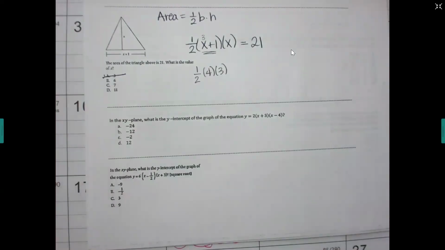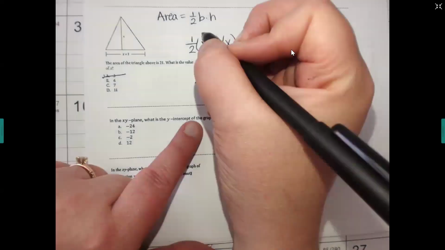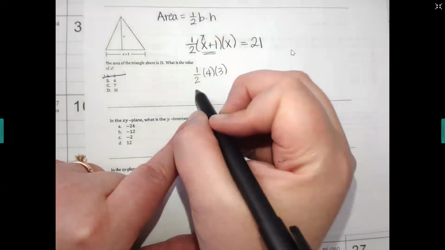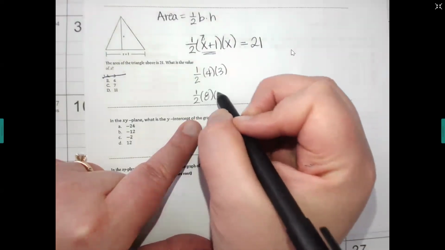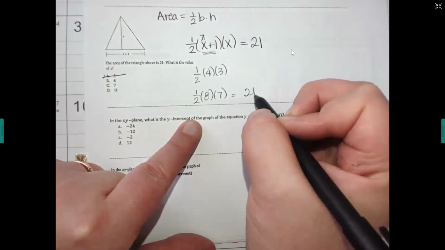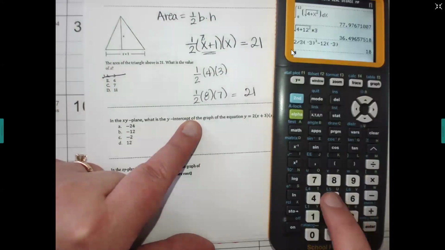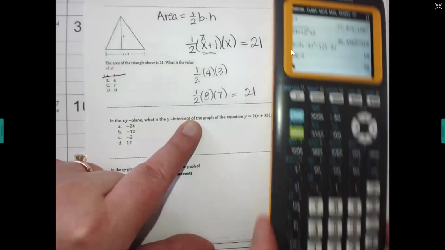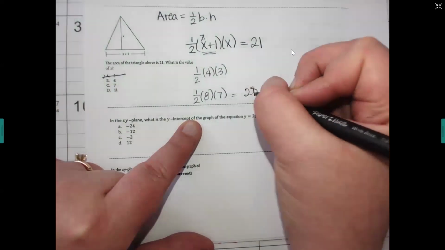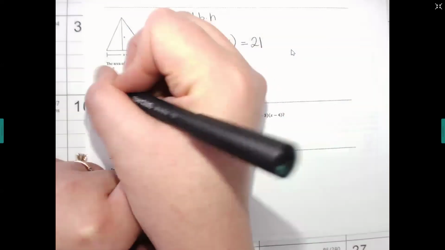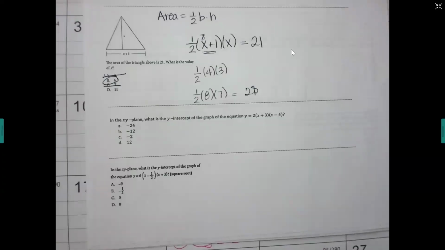So let's try 7. Let's skip 6. We can always come back to it. That was way off, so I'm going to go up to 7. If I put a 7 here, what's 7 plus 1? That'd be 1/2 times 8 times 7, and I need it to be 21. 8 times 7 is 56. 56 cut in half is 28, which is now too big. So that means it pretty much has to be 6. Because this one came out too small and this one came out too big, it's got to be the one in the middle.